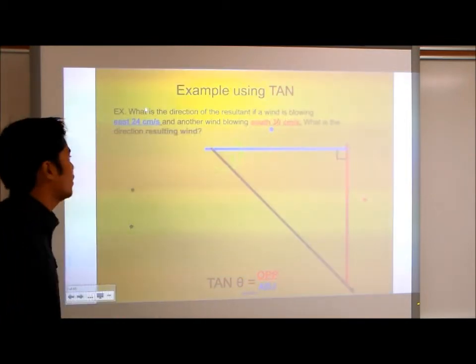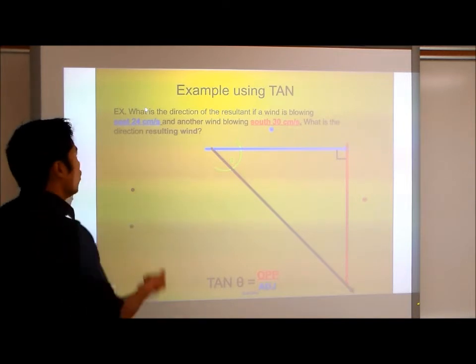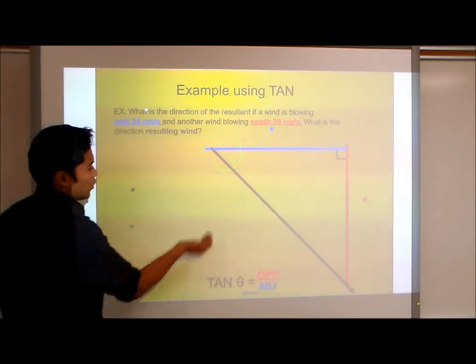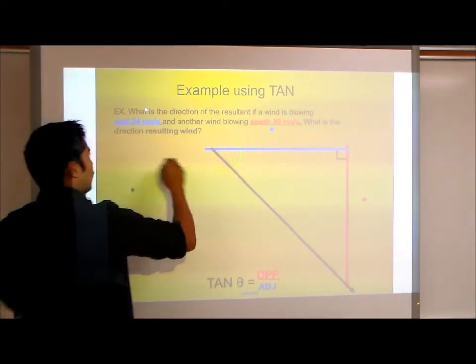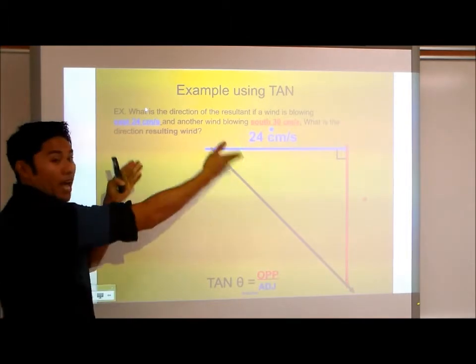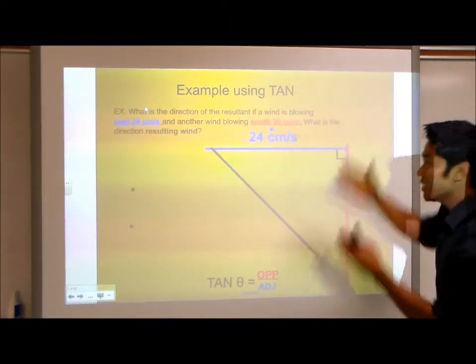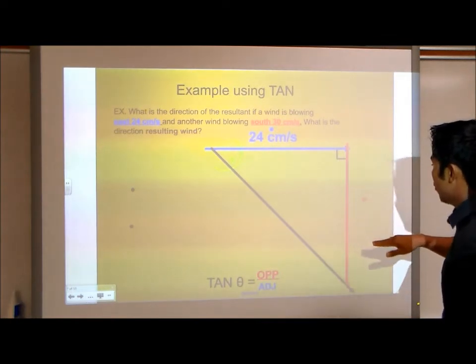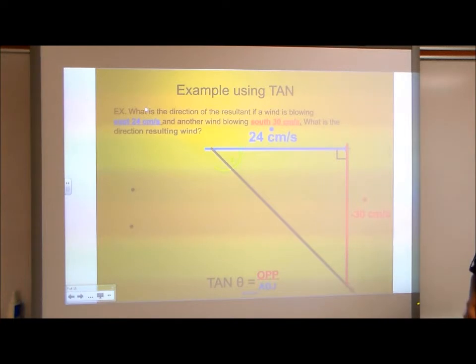So let's move on. Here is a wonderful example of using tan theta. What is the direction of a resultant? So we're going to focus on the hypotenuse, the resultant. If a wind is blowing east at 24 centimeters per second, and then there's another wind blowing south at 30 centimeters per second, what would the resulting wind be?